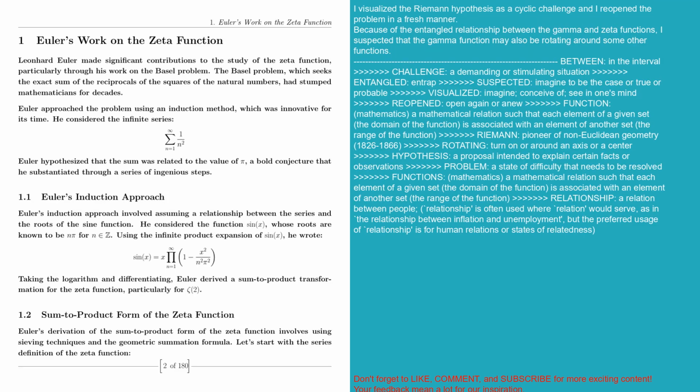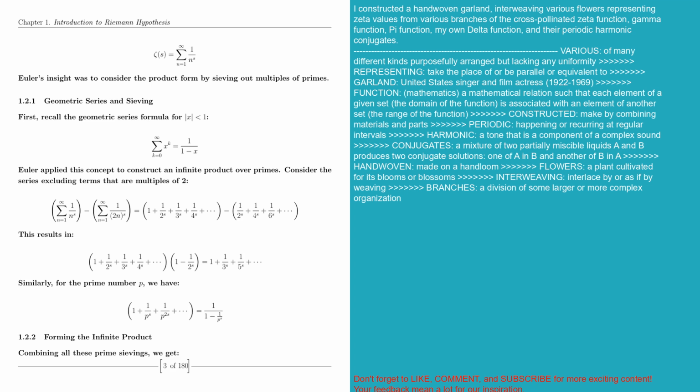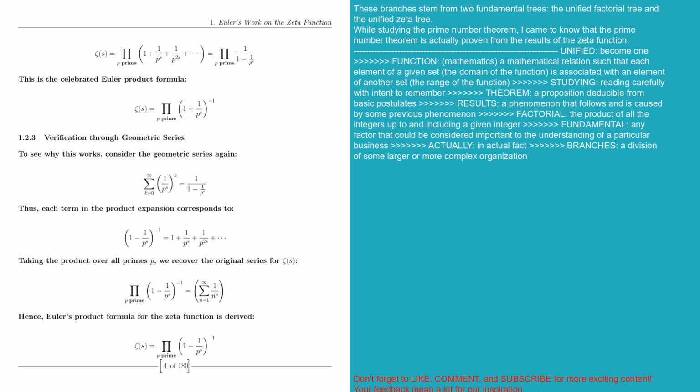I visualized the Riemann hypothesis as a cyclic challenge, and I reopened the problem in a fresh manner. Because of the entangled relationship between the gamma and zeta functions, I suspected that the gamma function may also be rotating around some other functions. I constructed a hand-woven garland, interweaving various flowers representing zeta values from various branches of the cross-pollinated zeta function, gamma function, pi function, my own delta function, and their periodic harmonic conjugates. These branches stem from 2 fundamental trees, the unified factorial tree and the unified zeta tree.